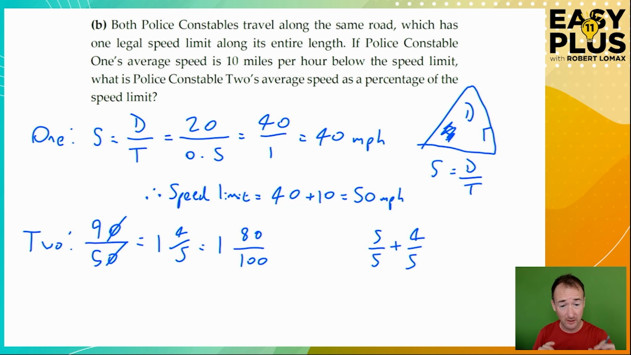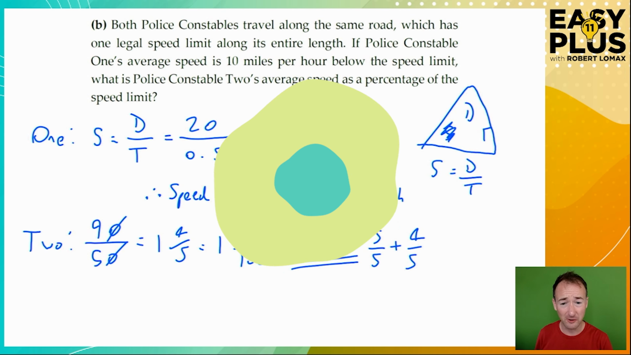4/5 is 80/100ths, because a fifth of 100 is 20, which therefore means that we have 180%. In other words, 100% and 80%. So Police Constable 2 was driving to this lunch at 180% of the speed limit, which, needless to say, would be thoroughly illegal. I hope that was useful and that you now understand how to use the speed, distance, time triangle in this sort of question.